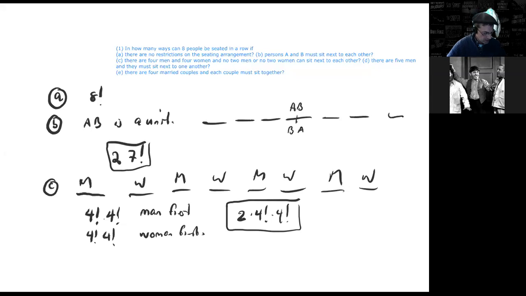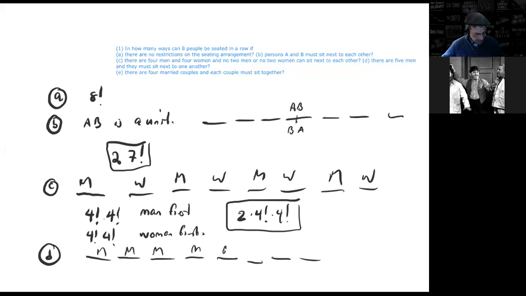Okay, so in part D, it says there are 5 men, and they must sit next to one another. So how could that work out, right? 5 men sitting next to one another. Well, how can we put the 5 men in? We could put a man in the first slot, and then it'll be man, man, man, man, man, and then all women. Or we put the first man in the second slot, man, man, man, man, man, and so on, right?